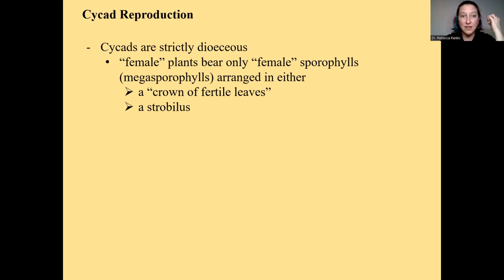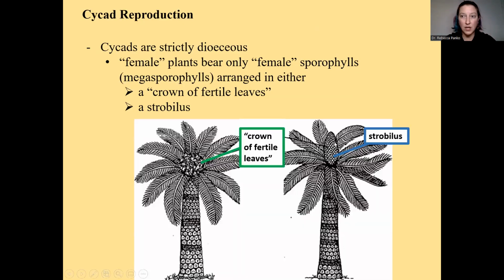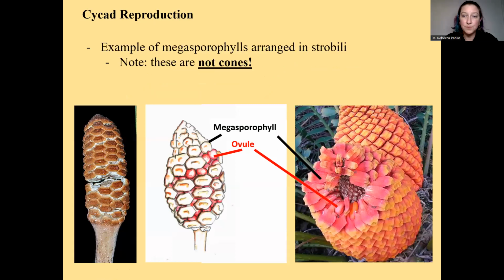In the female plants, the Microsporophylls are, like I said, either in a crown of fertile leaves or in a Strobilus, depending on the species. So here on the bottom are two examples from different species. The one on the left is the crown of fertile leaves, and the one on the right is the Strobilus. Both of those have Microsporophylls, but they're arranged in different ways depending on the species.